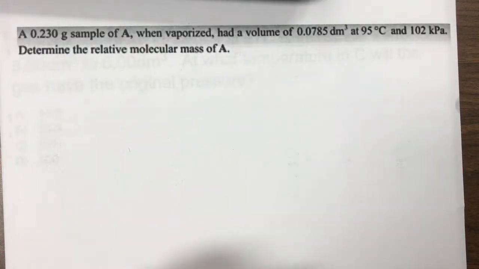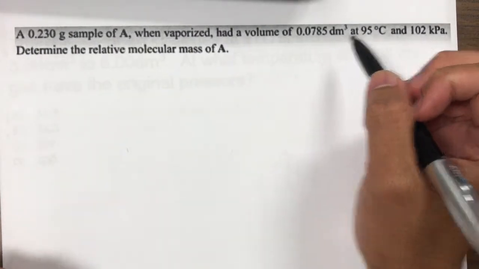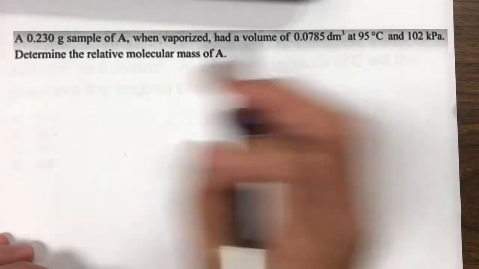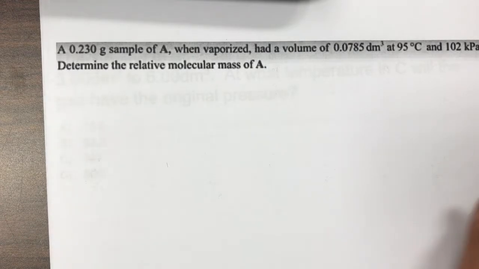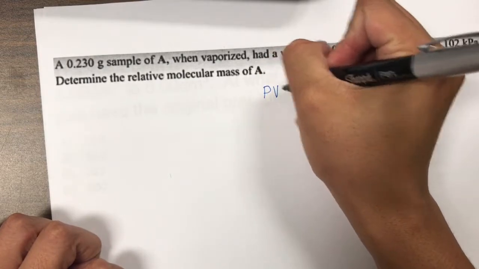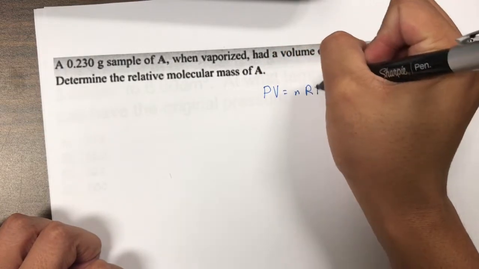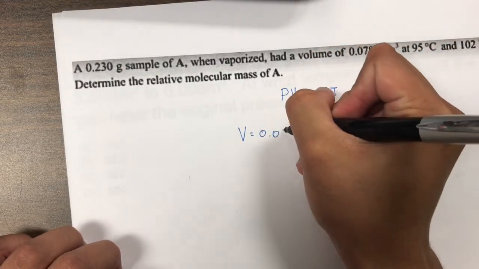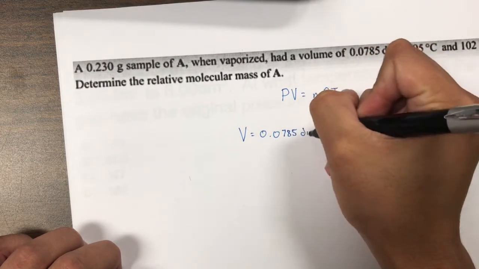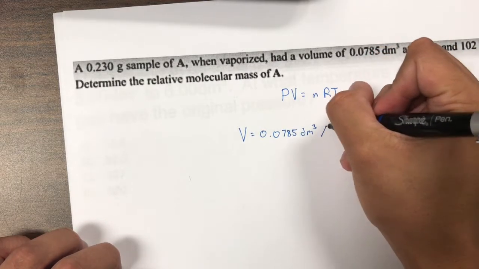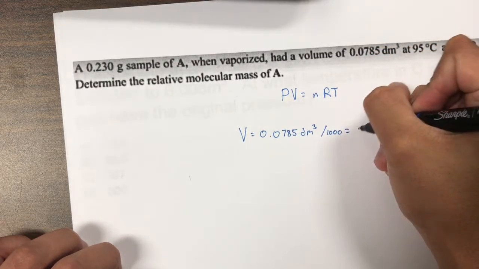Okay, so a sample of A, which is 0.23 grams, when vaporized had a volume of 0.0785 decimeters cubed at 95 degrees Celsius and 102 kilopascals. Determine the relative molecular mass of A. So let's figure out at these conditions how many moles of a gas we would have. So let's do PV equals nRT. A couple of things. Our volume is 0.0785 decimeters cubed. This needs to be in meters cubed, so we're going to divide by 1,000.